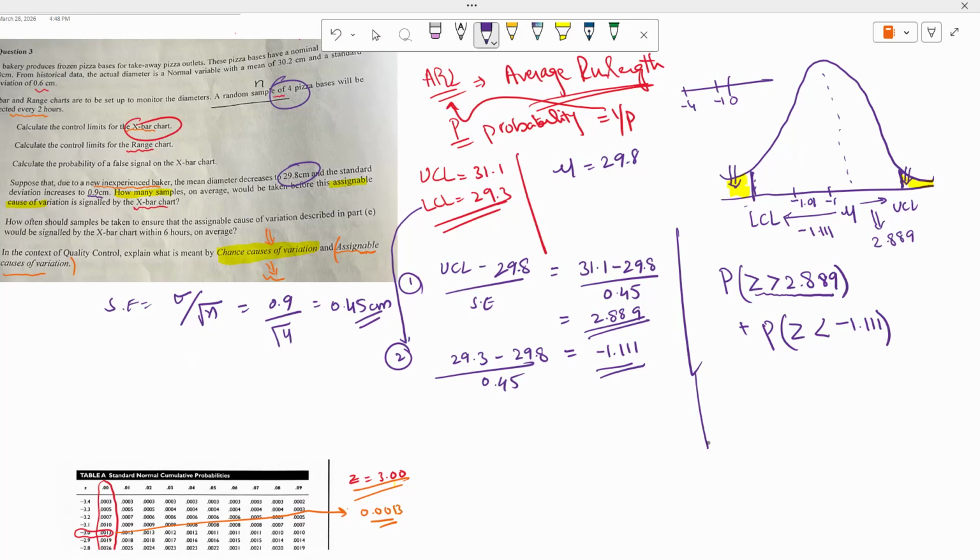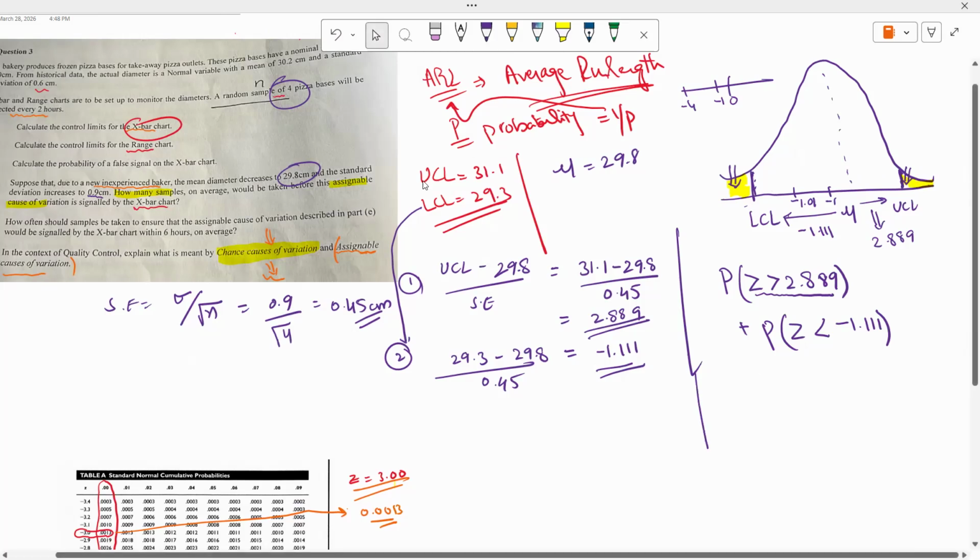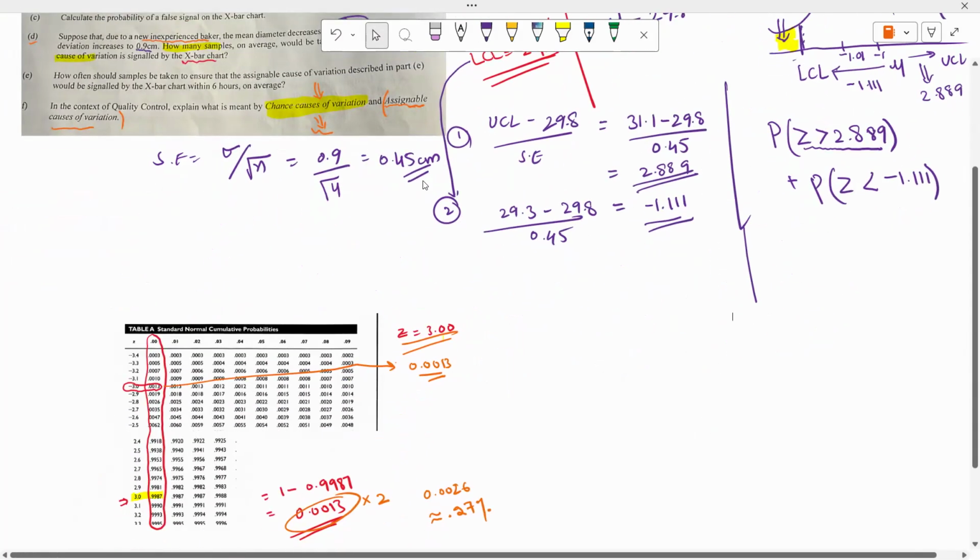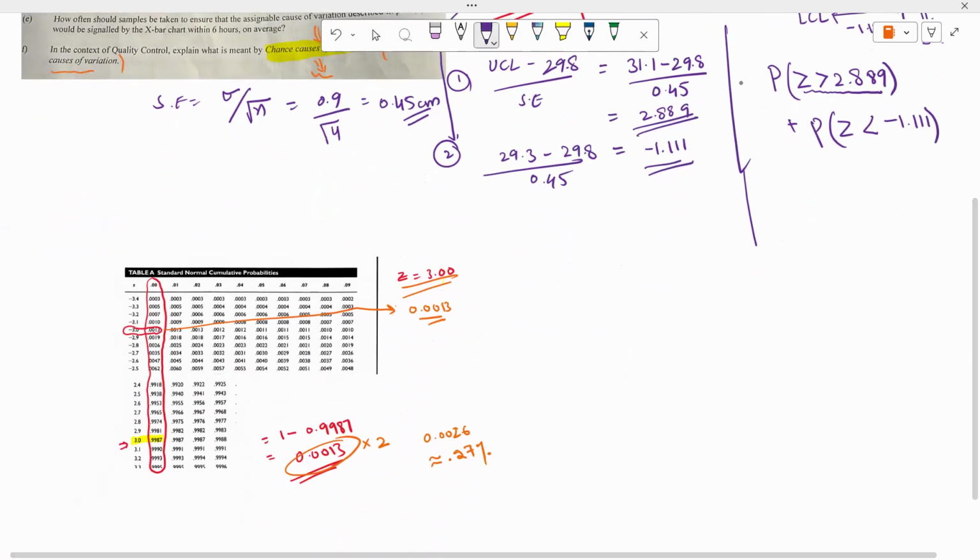Now go to the Z table and look for these values. And I'm not sure if I have the values over here. 2.889. I have 2.8. Yeah, I'll have to go to the table, by the way. And for this, you will subtract it from minus 1, by the way. And for this, you don't have to subtract it from minus 1.